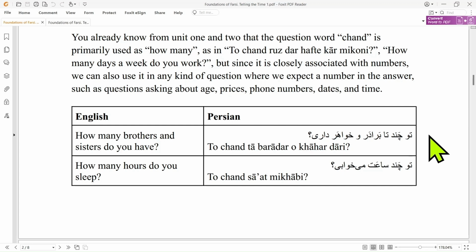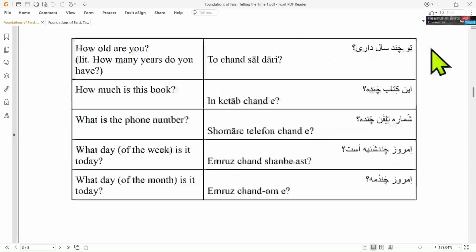So as well as تو چند تا خواهر و برادر داری؟ How many brothers and sisters do you have? And تو چند ساعت میخوابی؟ How many hours do you sleep? We can use chand in questions like تو چند سال داری؟ How old are you? Literally, how many years do you have? Or این کتاب چنده؟ How much is this book? شماره تلفن چنده؟ What is the phone number? امروز چند شنبه است؟ What day of the week is it today? And امروز چندمه؟ What day of the month is it today? We will get back to these later for more detail.